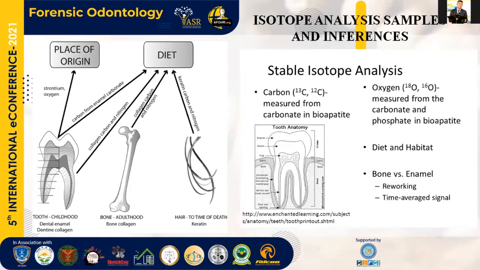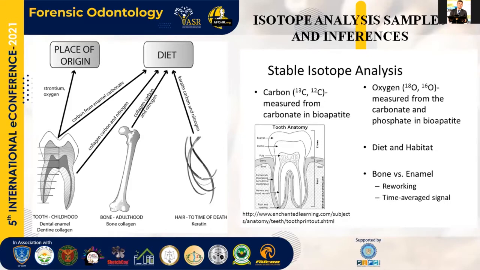Next come the diagenetic changes. What are diagenetic changes? Nothing but changes that occur in relation to the environment. These diagenetic changes are seen more in bone tissue, again due to the increased porosity of bone in comparison to teeth. What else? What are the other advantages?